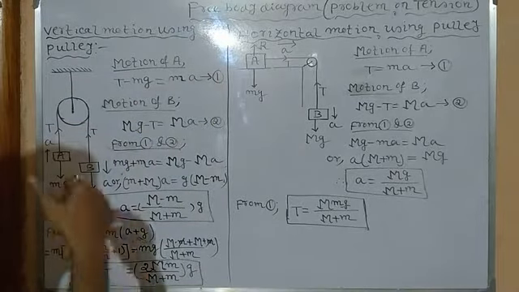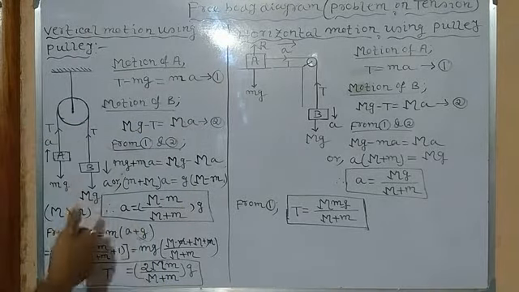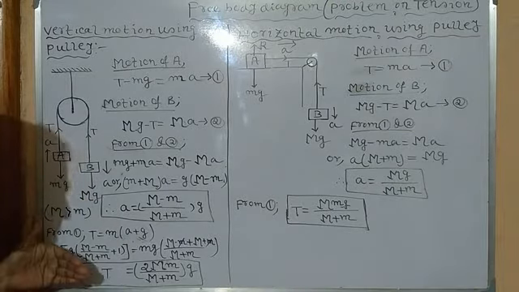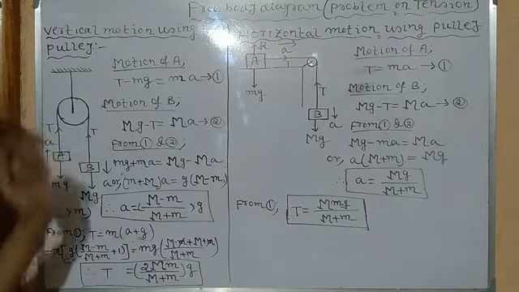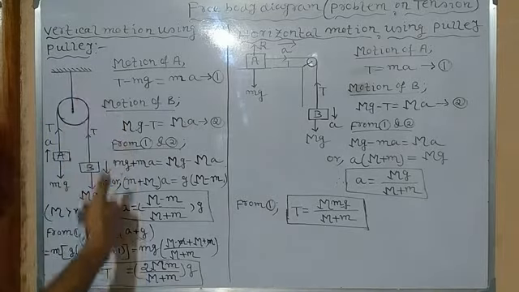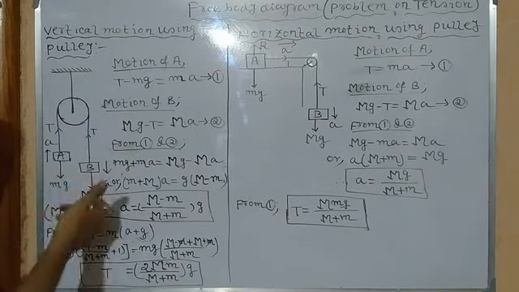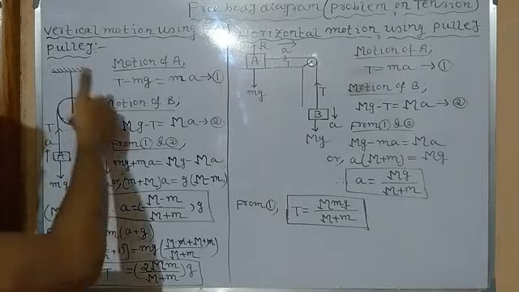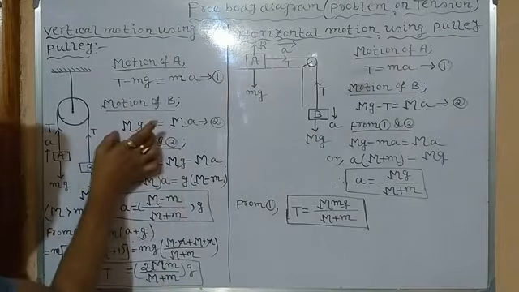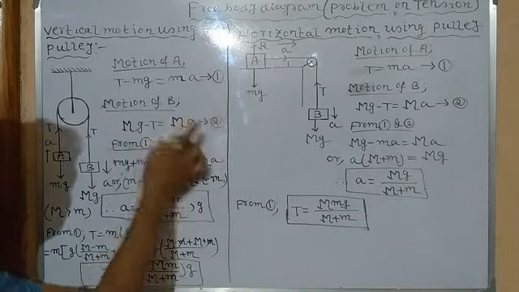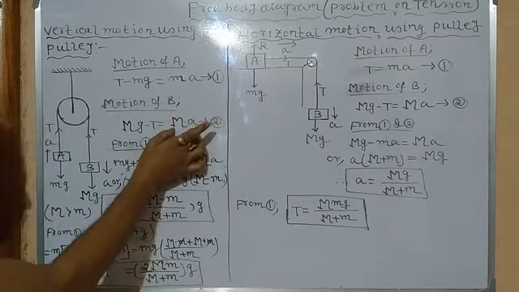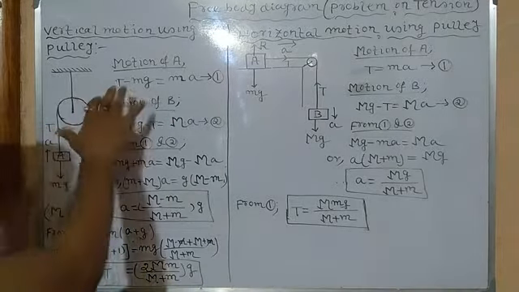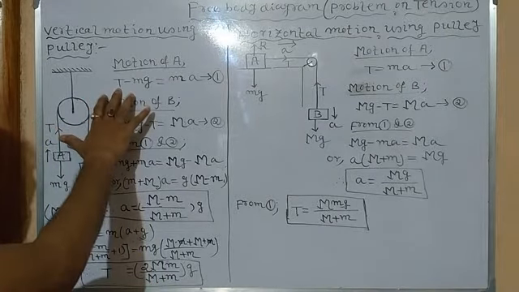Now considering the motion of body B. Here the body B is moving in the downward direction. Its mass is capital M, weight Mg is acting in the downward direction, and tension T upward. Since body B is moving in the downward direction, it means the effect of its weight is greater than that of T. It means weight Mg is overcoming tension T. So here you can see capital M into g minus T equals its resultant force, that is M into a. This is equation 2.